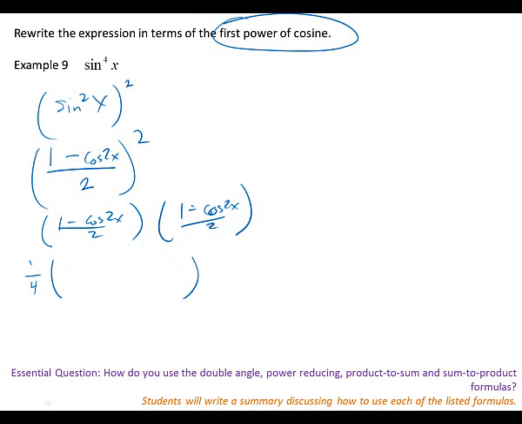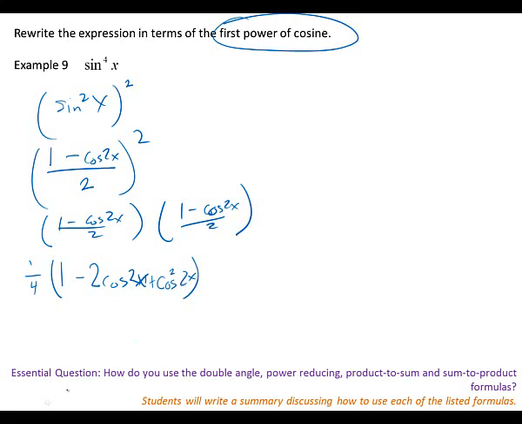I need to FOIL the middle, or the numerator, right? So what's 1 times 1? 1. What's 1 times negative cosine 2x? How many of those am I going to have? 2. So again, this FOILing isn't working any differently than other FOILing did. What's cosine 2x times cosine 2x? You don't touch the number in the middle. You just do cosine times cosine is cosine squared 2x.